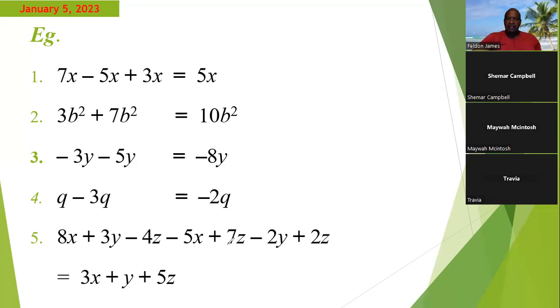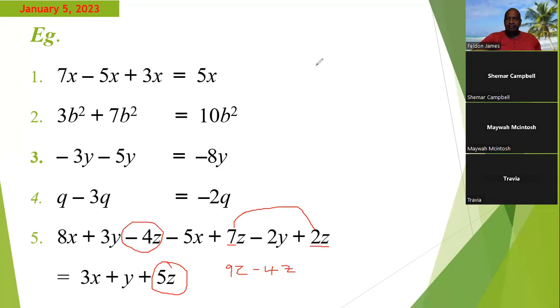All right, so we have 7 and 2. These are the positives, right? So when you add the positives, you get what? Positive 9. You agree? Follow? Yes, sir. And so this becomes 9Z. Now this one is a negative, so it means that we are going to subtract. If you have 9Z and you take away 4Z, then you are left with 5Z.